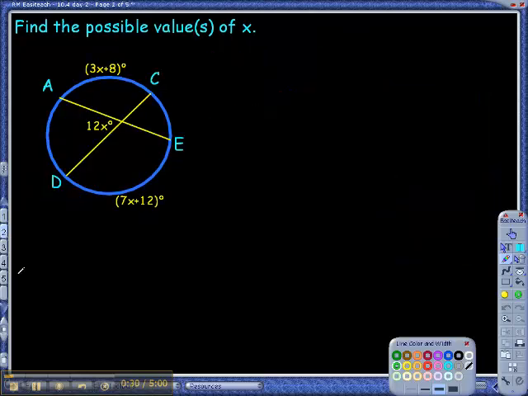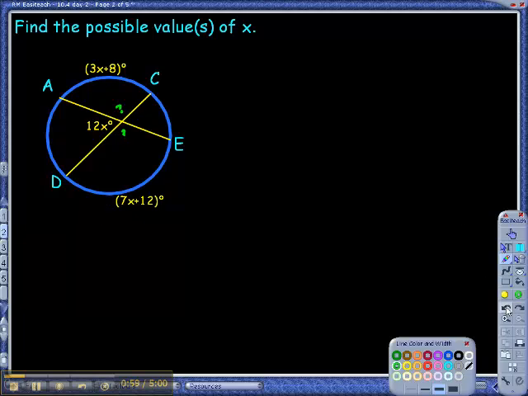Alright, for the next one, they ask us to find the possible values of x. I just want you guys to take a look at this one, because notice that they give you two arcs, and we've got an angle inside of the circle, so we're thinking of 1/2 of the sum of the measure of its arc and its vertical angle's arc. But notice that the arcs that we're given are not of this angle measure or its vertical angle. So what we really need are these two angle measures right here.